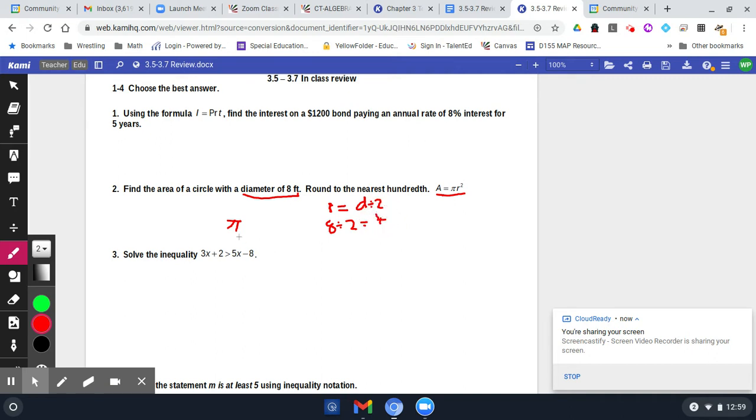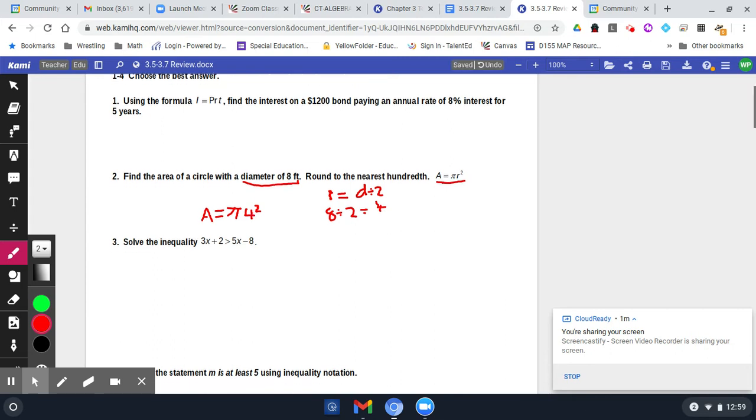And so now we can plug that into our formula. Pi times 4 squared is going to equal the area. So I do not have a calculator that can do that right now. So you guys need to take 3.14 times 4 squared. So 4 times 4 is 16, okay? So that's how you will do that problem.